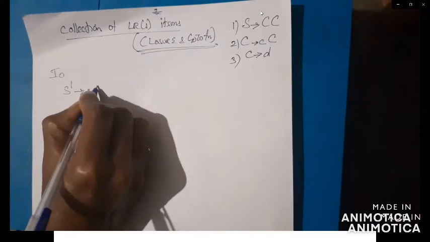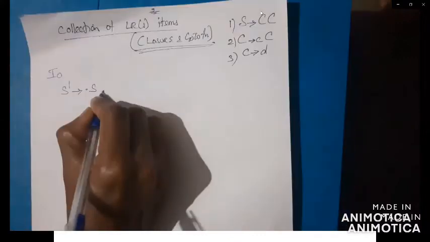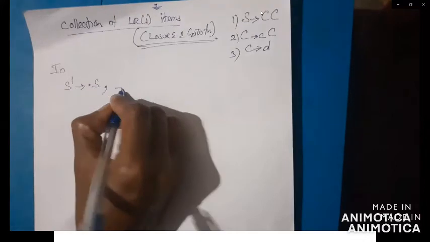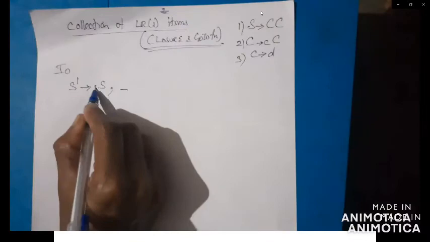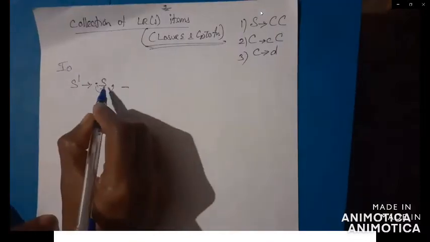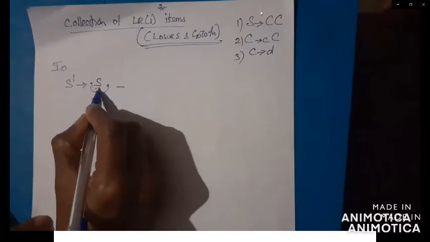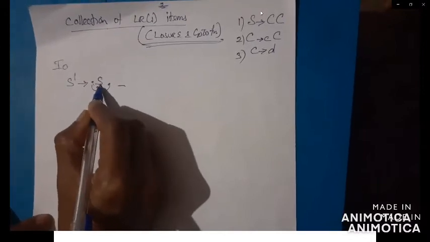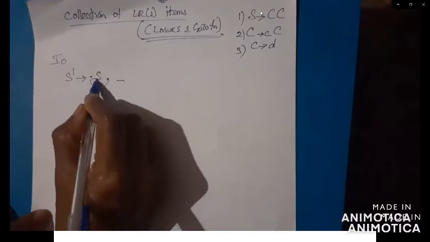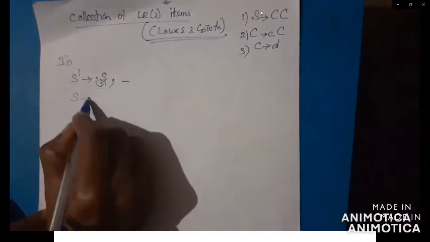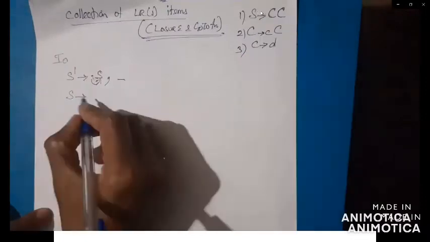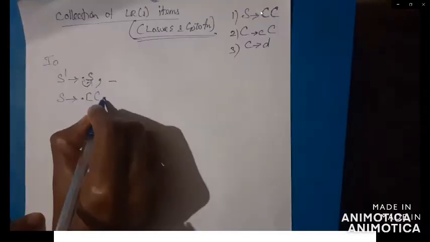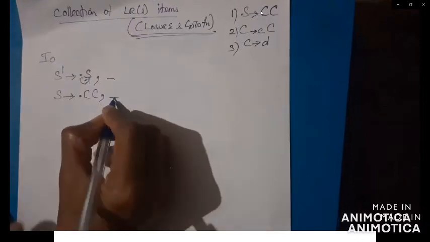S dash tends to dot S, comma. Here the comma indicates the lookahead, the dollar symbol. Here the dot's immediate right side is a non-terminal, so you have to write the S productions. The immediate right side non-terminal is capital S, and the S production here is only S tends to CC. So here, dot capital C capital C, comma, you write the lookahead symbol. How to write it, we will see later.